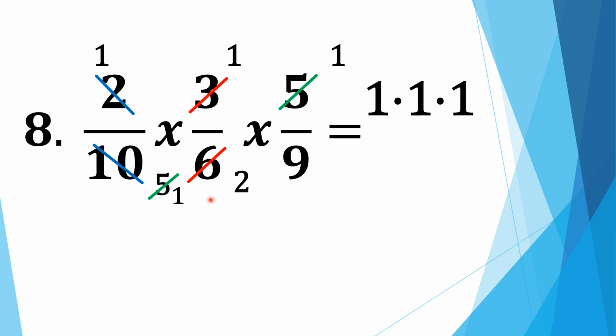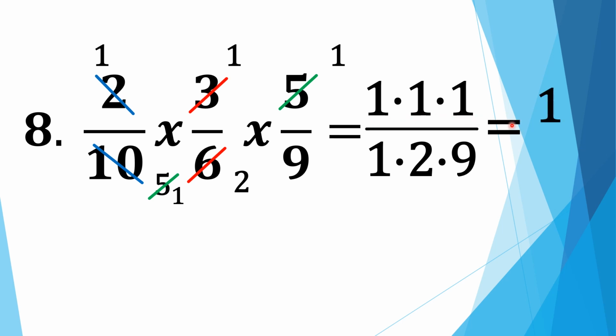Then the denominators are 1 times 2 times 9. 1 times 1 times 1 is equal to 1. 1 times 2 times 9 is equal to 18. Thus, 2 over 10 times 3 over 6 times 5 over 9 is equal to 1 over 18.